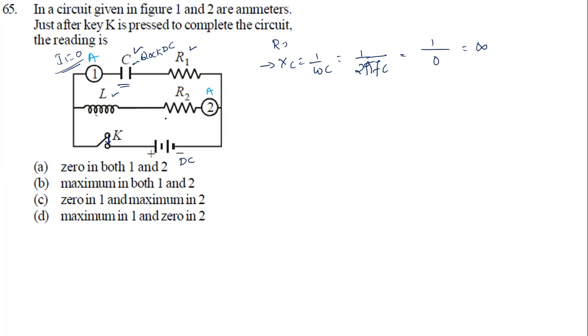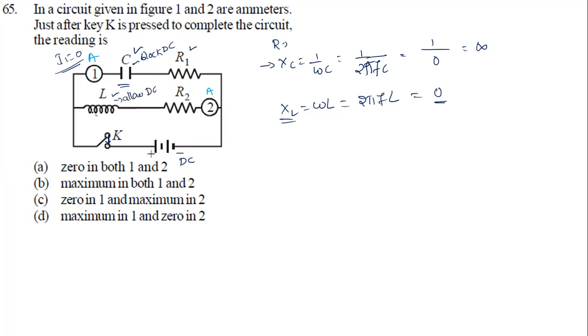Now look at the second ammeter. There is an inductor and there is a resistor. Of course, we know the resistor is going to allow current. But what about the inductor? What is the formula for its resistance? That is what we call inductive reactance. XL is given by omega L, that is 2 pi F times L. There is no frequency for DC, so it will become 0. XL becomes 0, which means the inductor is not going to offer any resistance. So we can say it allows AC and allows DC.